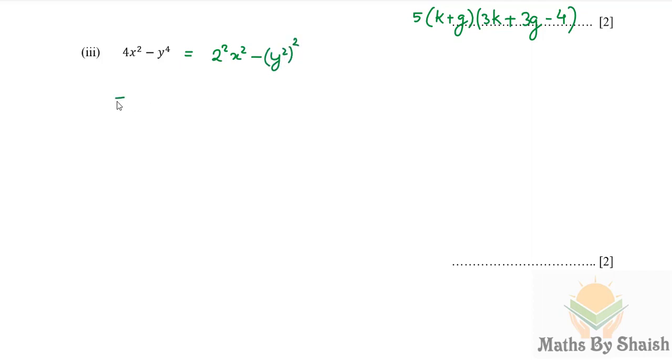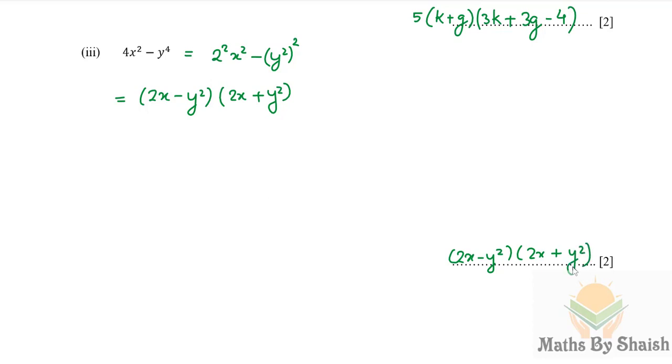So we got it as a square minus b square type, so it is going to be in one bracket a minus b, in another bracket a plus b, that is 2x plus y square. And now we cannot take anything common, so that's the final answer. So the factorization of it is 2x minus y square and 2x plus y square.